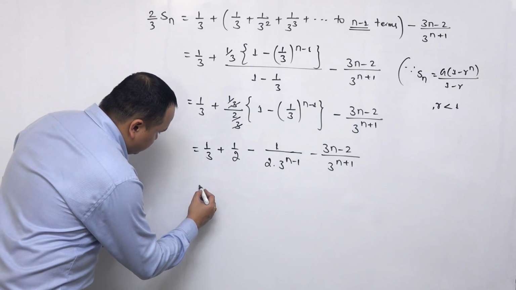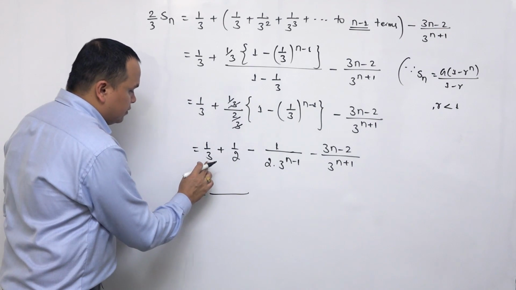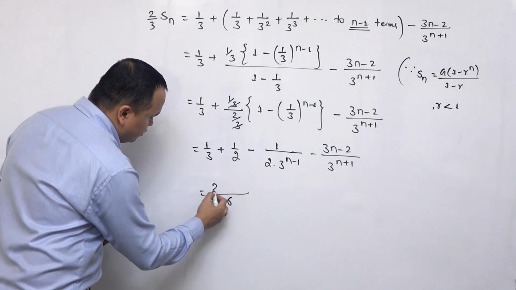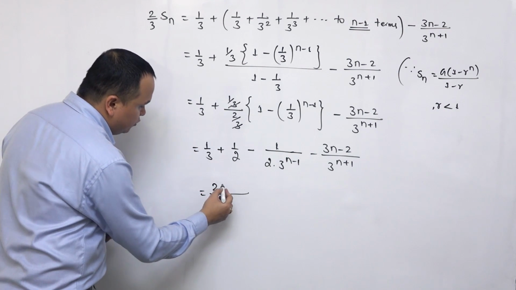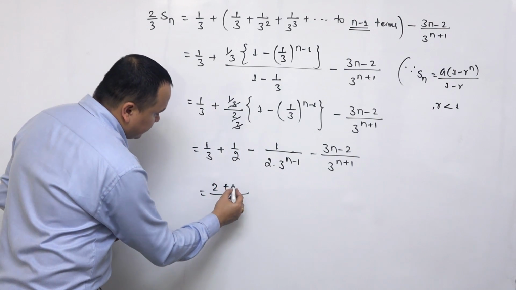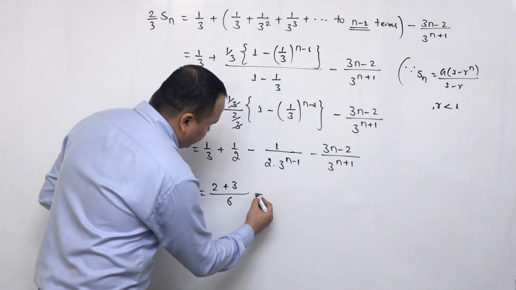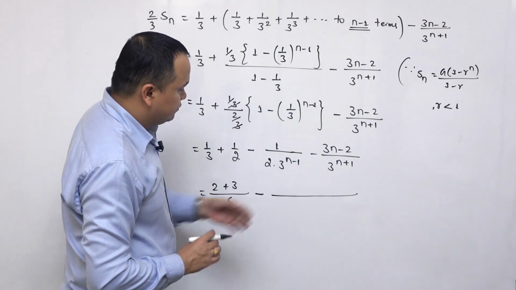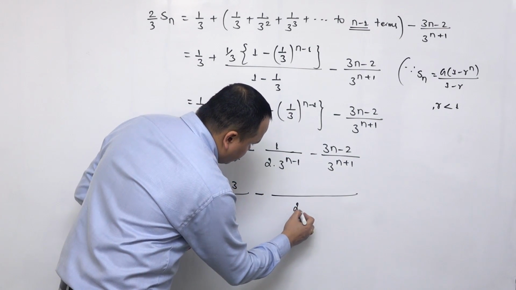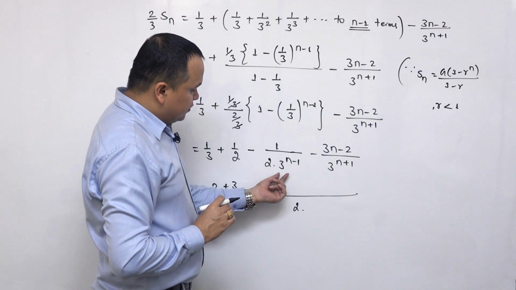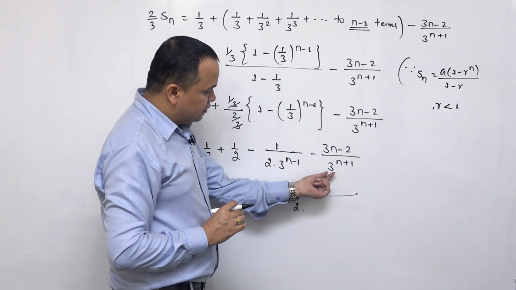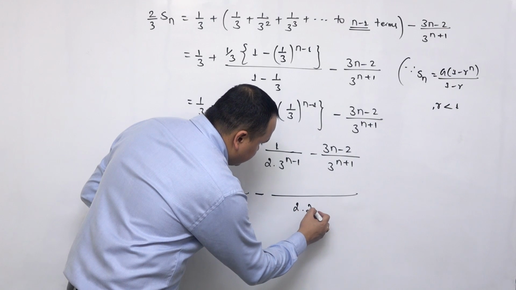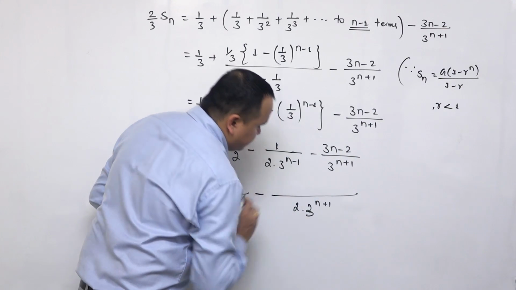Taking LCM of the first two, we have 3 into 2, 6, 3 into 1, 2 into 1, 2 plus 3 into 1, 3 minus. Again taking LCM from the last two, here 2 into LCM of 3 to the power n minus 1 and 3 to the power n plus 1. And LCM is 3 to the power n plus 1.